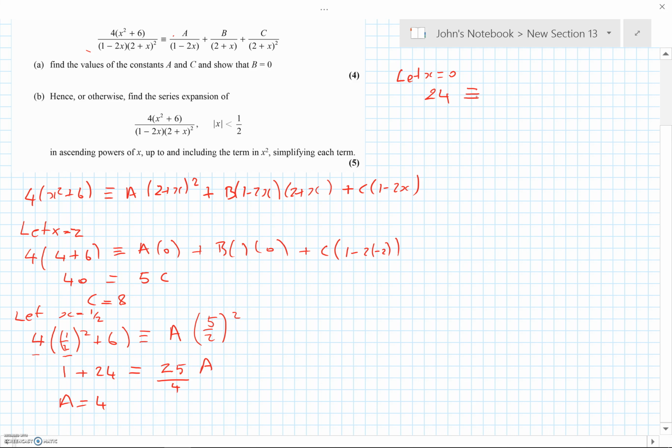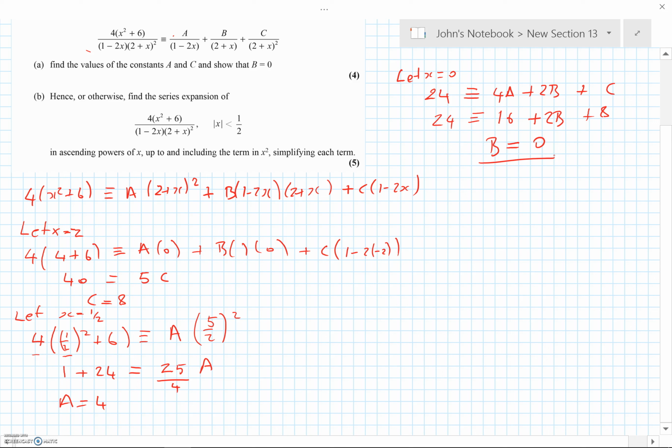Okay, so that's 6 is equal to 4a, and then we've got 0 plus 2b plus c. But we know c is 8 and we know a is 4. So we've got 6 is equal to 16 plus 2b plus 8, which gives us b equals 0.